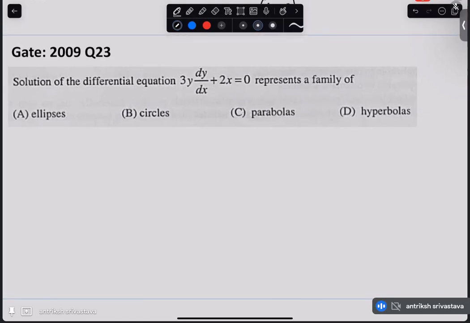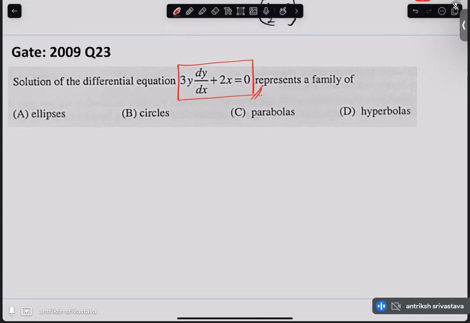The solution of the differential equation 3y dy/dx + 2x = 0 represents a family of what? When I looked at this equation, I was very tempted to use the classification of PDEs, the B squared minus AC test: less than 0 is elliptic, equal to 0 is parabolic, greater than 0 is hyperbolic.